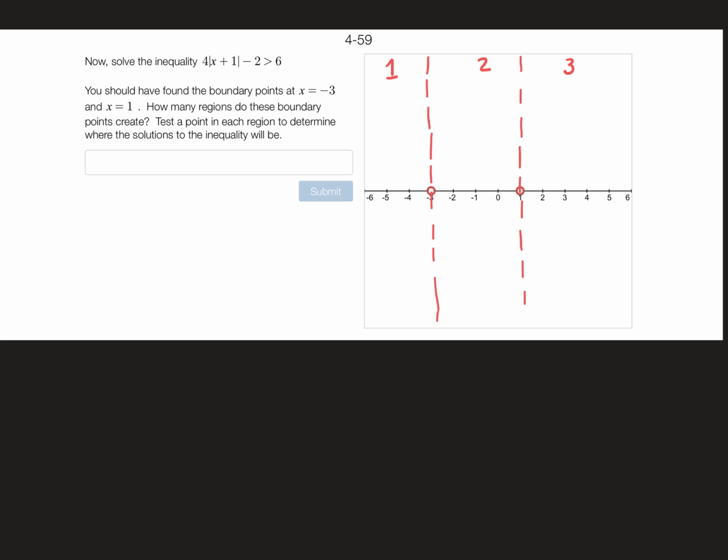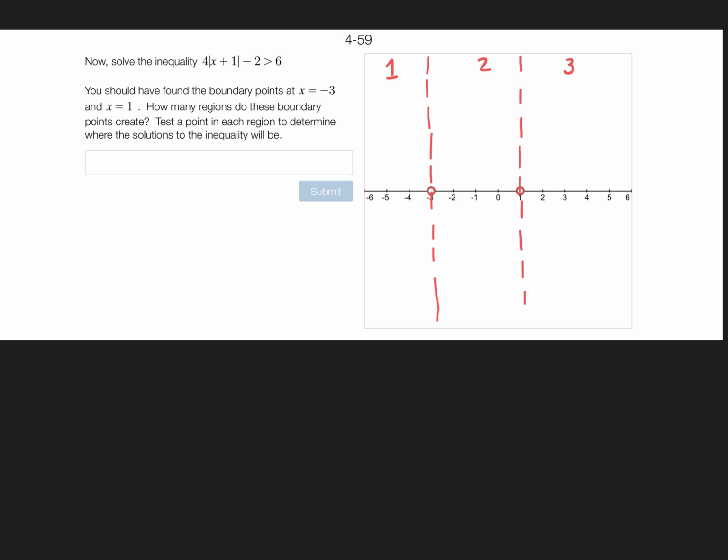What we want to do is pick a point in each of those regions, pick an x value in each of the regions, and test it in the inequality and see if it would make the inequality true. And then what we know is that if one point in that region satisfies the inequality, then all the points in that region will satisfy the inequality. So we only need to test one point from each region.